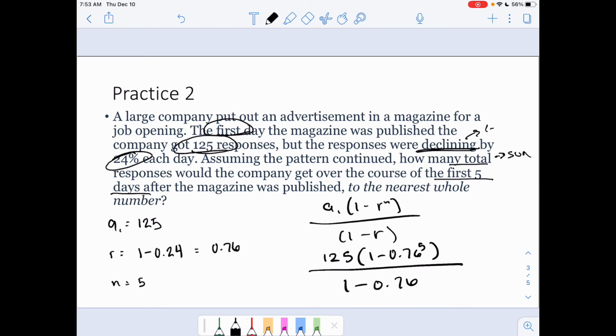When we plug this into the calculator, we're going to get their total number of responses at the end of the first 5 days is 388.77. We're being asked to round to the nearest whole number, so I'm going to round that to 389. This 7 tells me to round the 8 up.